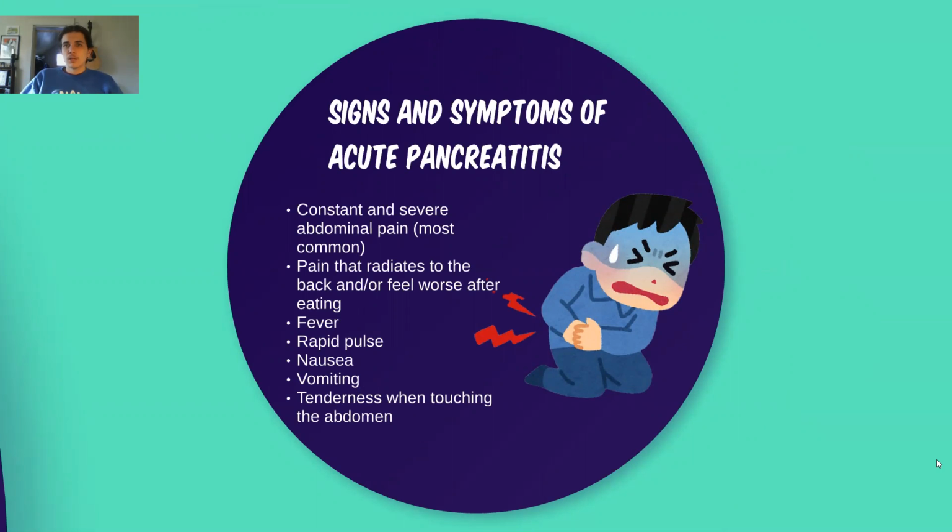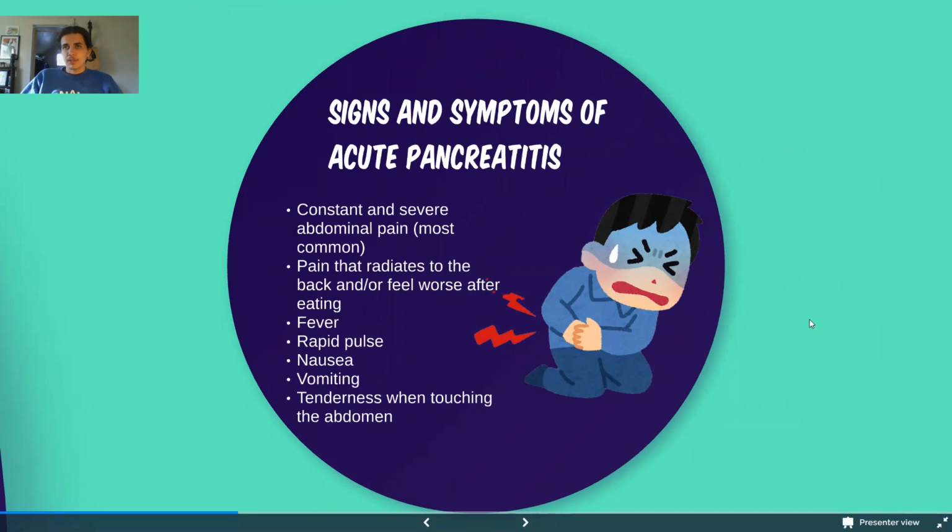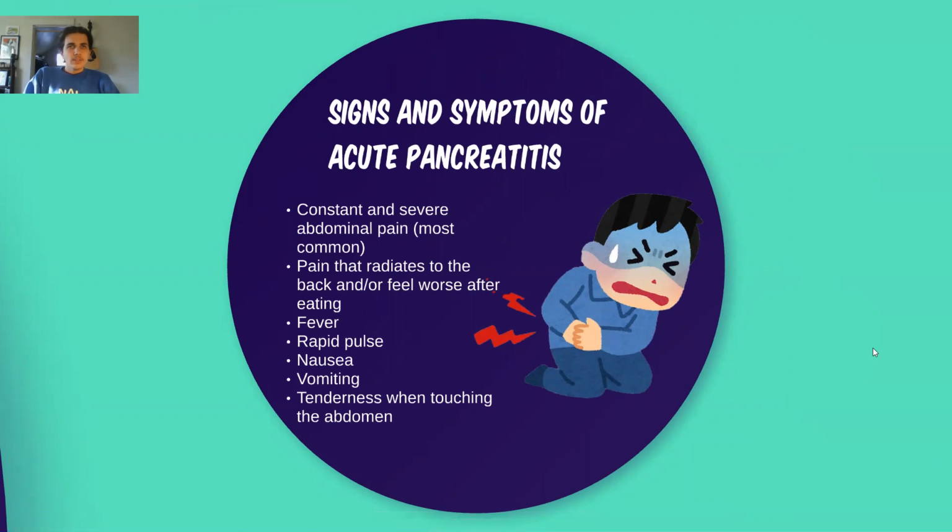So you can see this little graphic here of this guy holding his stomach and guarding it. So these are all symptoms that RW did present with in the hospital setting.